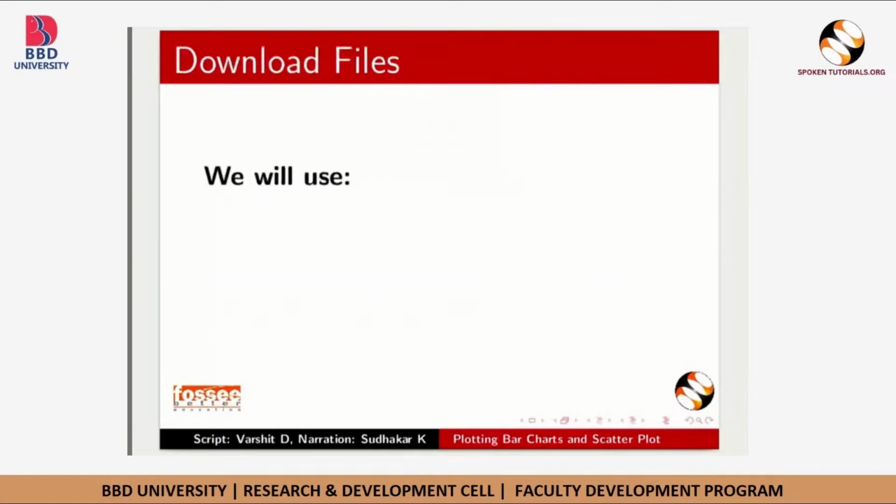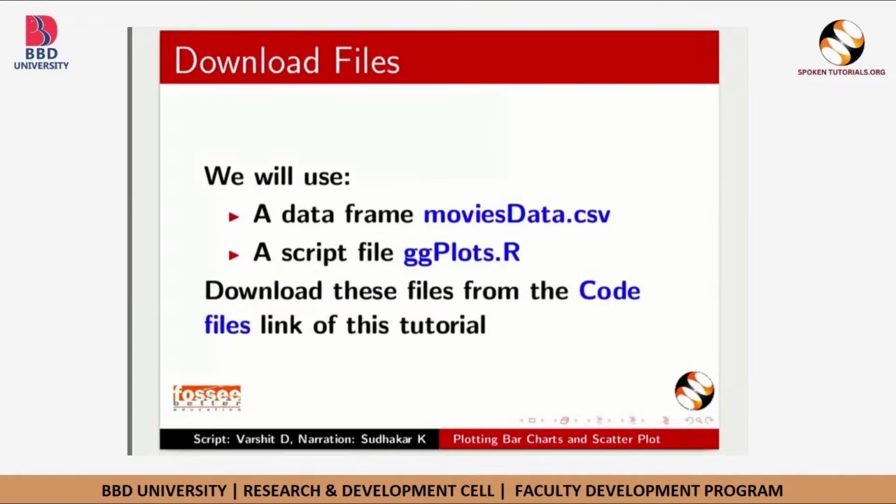For this tutorial, we will use a data frame movies data.csv and a script file ggplots.r. Please download these files from the code files link of this tutorial. I have downloaded and moved these files to the ggplots folder. This folder is located in my project folder on my desktop. I have also set the ggplots folder as my working directory.